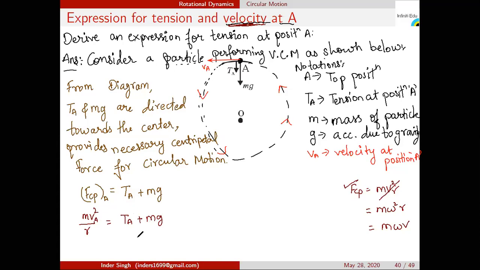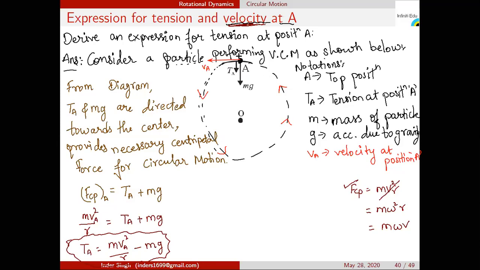So the first question is the expression for TA. So what is the value of TA? TA is equal to m VA square divided by r, and this mg will go to the other side, so it will be minus mg. So m VA square divided by r minus mg. This is the expression for tension TA.